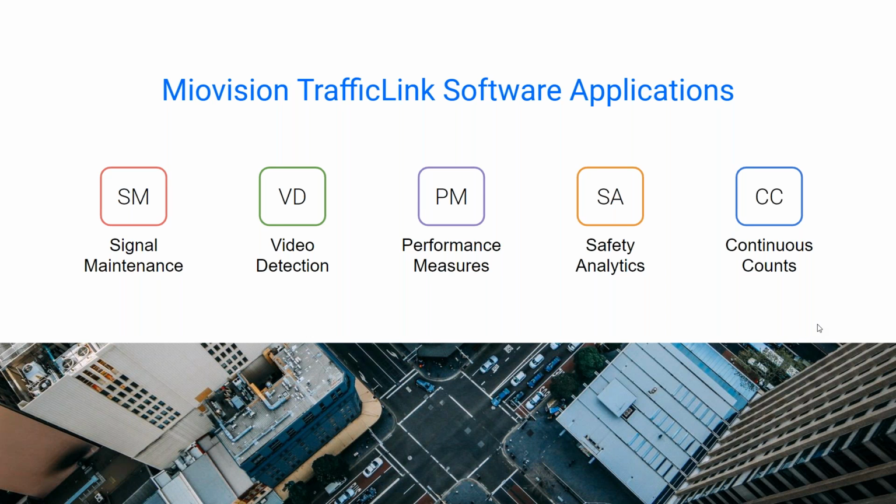The software applications that Miovision provides on top of that. Often we think about our tools in terms of software applications that get layered on as modules. We have 5 major modules: signal maintenance, video detection, performance measures, safety analytics, and continuous counts. Today, we're going to really focus on that performance measure application in the center here. We're going to leave the other ones to the next session, which I'll talk about at the end, but today we'll go deep into the performance measures.